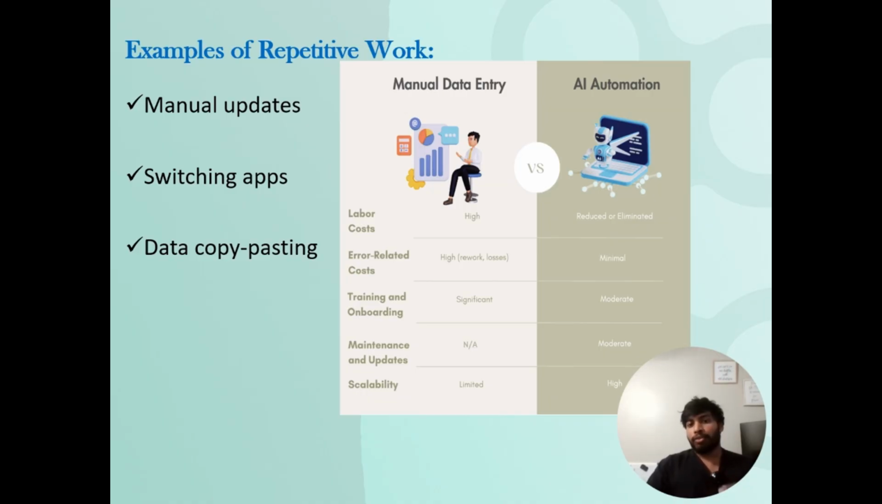Think for a second about your daily tasks. Do you manually update spreadsheets, constantly switch between apps to move data, or spend hours copy pasting information? These are the common repetitive tasks, and n8n helps you to eliminate all of them by automating the entire process. So you can see here manual data entry and automation, labor costs or error-related costs, training and onboarding, scalability. So there are multiple uses for AI automation rather than using manual data entry.